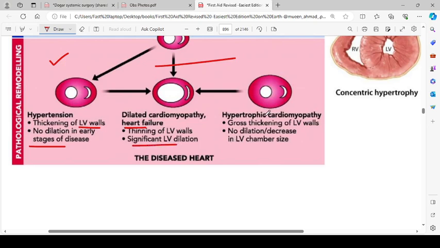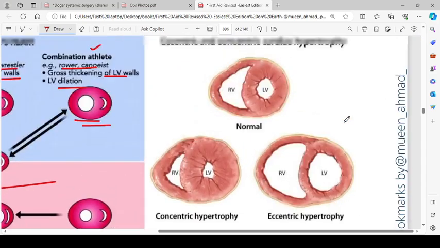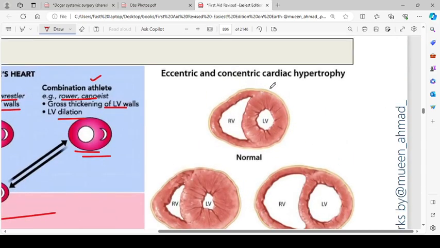And in hypertrophic cardiomyopathy, okay, so this hypertension can become dilated cardiomyopathy as well. Like when the heart starts failing. And hypertrophic cardiomyopathy, gross thickening of the left ventricular wall, no dilation, decrease in left ventricular chamber. So this is that eccentric cardiac hypertrophy.